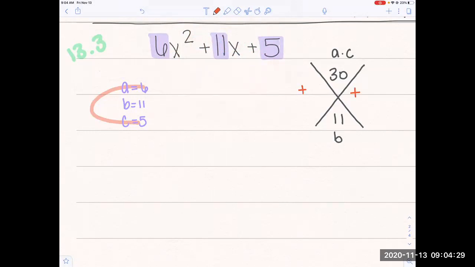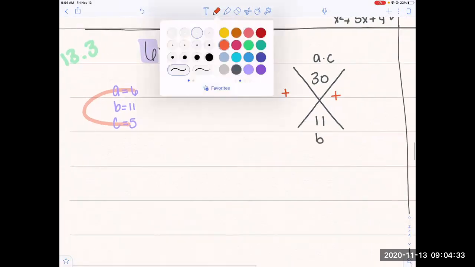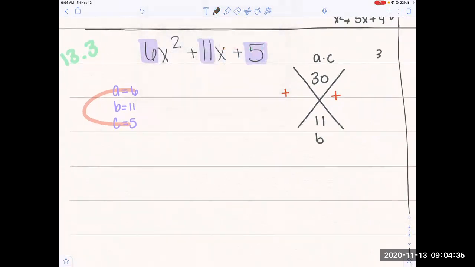Good. So the two numbers that multiply to 30 and add to 11, you got it, Kayla? I'm going to go ahead and list off all the multiples of 30. Nope, not a 4. Okay, so the two of those that will get me to 11 are 5 and 6. They're both going to be positive.